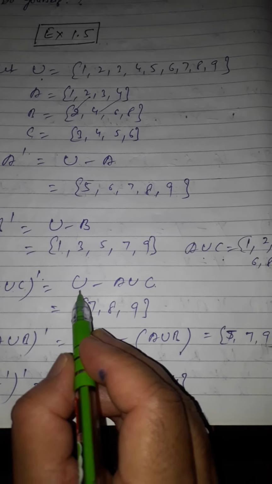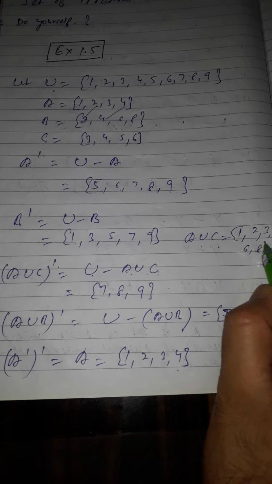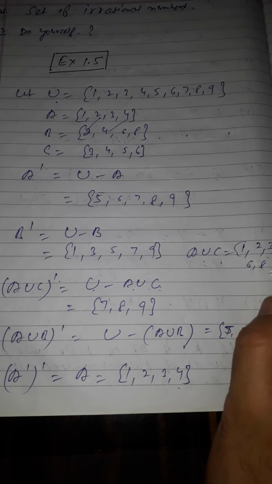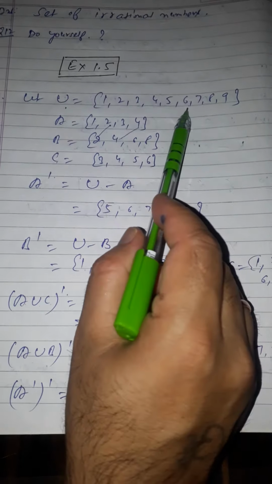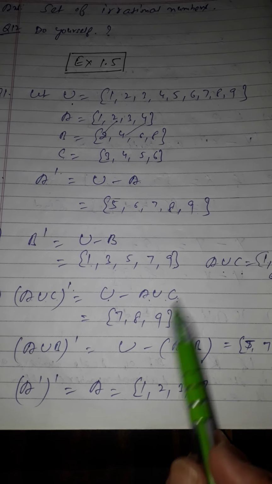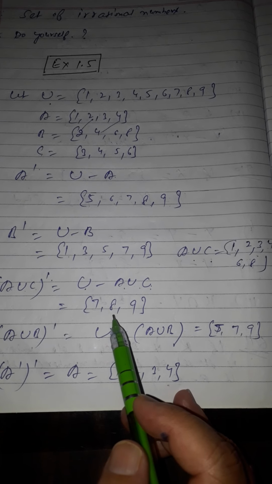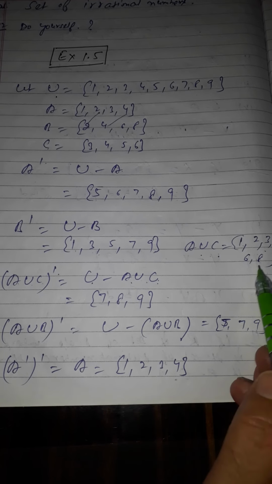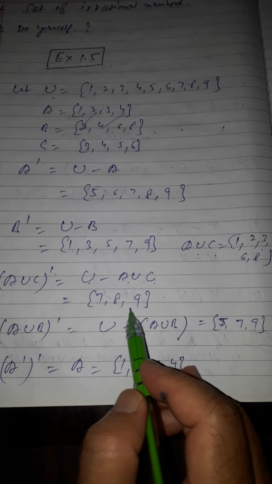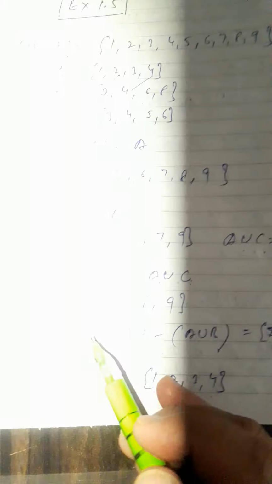Now what you will do, U minus (A union C), right? So you will see students, 1 2 3 4 6 8 will not come, and the rest of the elements will come here, and those elements are 7, 8 and 9, then students. So this is known as the complement of A union C.